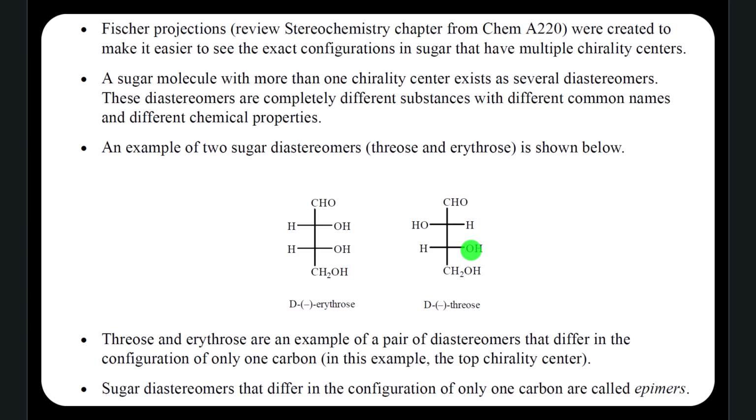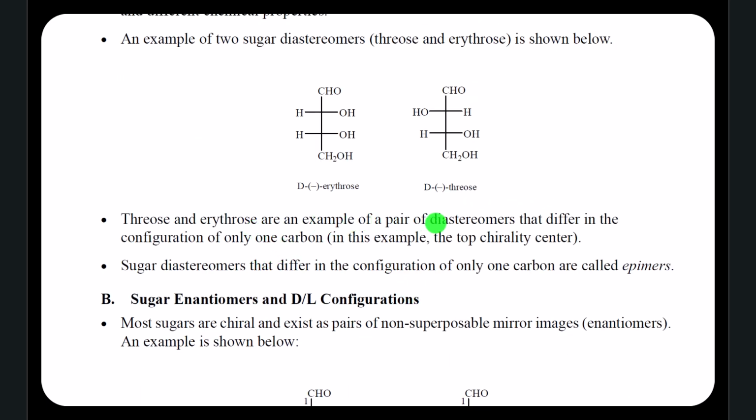This makes them diastereomers because, if you remember by definition, diastereomers are structures in which some of the chirality centers have the same configuration while others have opposite configurations. Threose and erythrose are examples of a pair of diastereomers that differ in the configuration of only one carbon, only one chirality center. In this case, this top chirality center. Sugar diastereomers that differ in the configuration of only one carbon are called epimers.